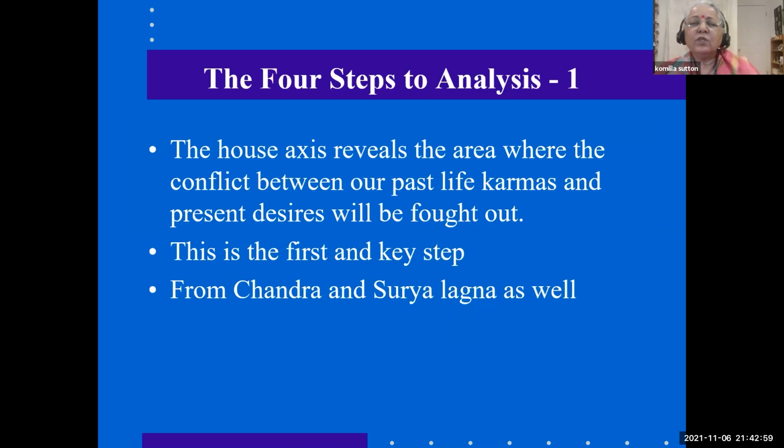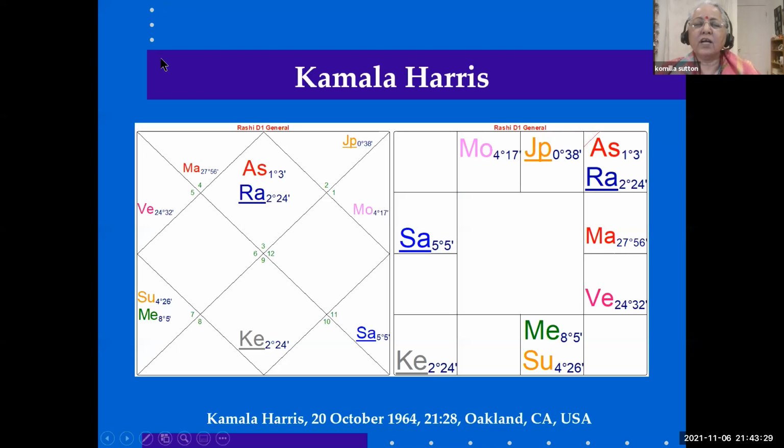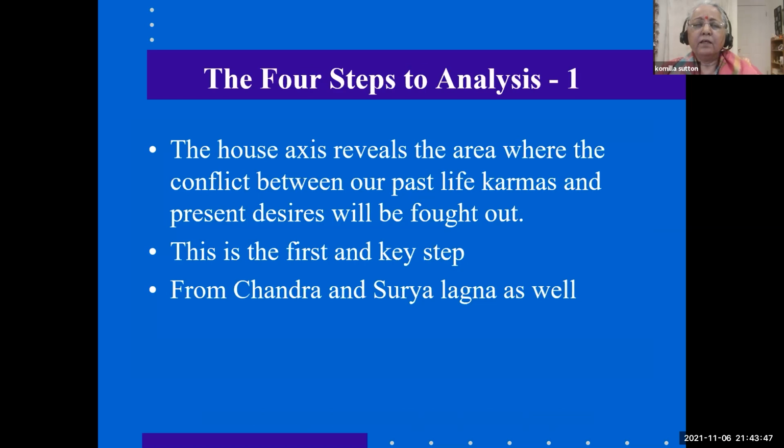And so there are 4 steps of analyzing Rahu Ketu. The most important step, step number 1, is that the house axis reveals the area where the conflict between our past karma and present desires will be fought out. This is the first and key step. I don't look at the sign aspect first, I look at the house aspect. So in Kamala Harris's chart, Rahu is very close to the Lagna, and Ketu is in the 7th house. Those are the key issues: self and the others, relationships. Wherever Rahu is, that is where the key aspect is.